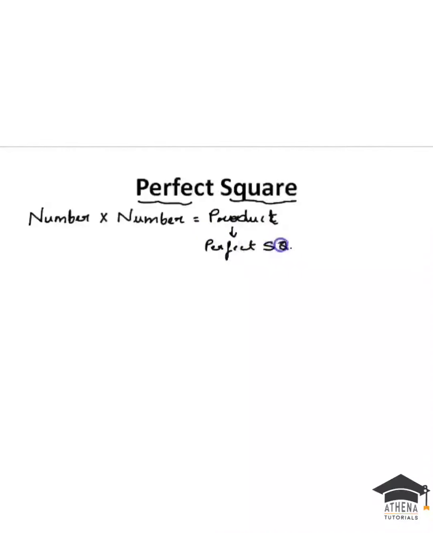Now, let's get into the new topic, that is perfect square. What does perfect square mean? When a number is multiplied by the same number, we will get the product, and the product is said to be perfect square. And the number should be a natural number.